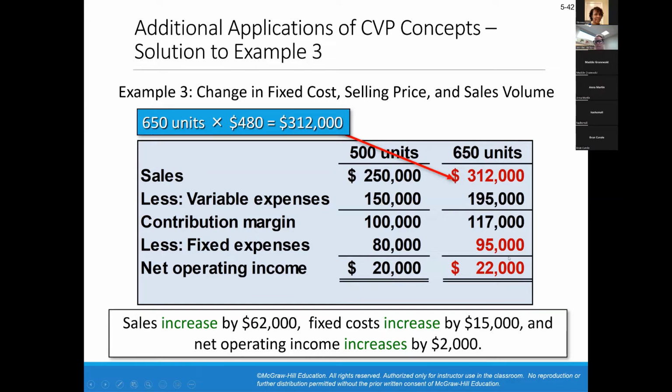We're going to deduct that. So now my net operating income increases by 2,000. So it's 22,000. So we increase our sales by 62,000. We increase our fixed costs by 15,000. And then our net income only increased by 2,000. So maybe we wouldn't want to make all of those changes. Maybe we want to tweak that.